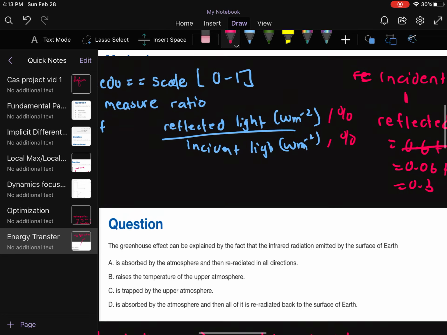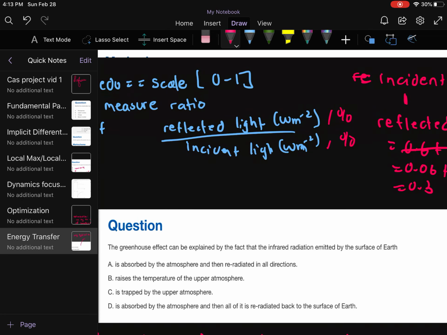So this is a straight up conceptual question about the greenhouse gas effect, and it's saying that the greenhouse effect can be explained by the fact that the infrared radiation emitted by the surface of Earth, A, is absorbed by the atmosphere and then re-radiated in all directions. B, raises the temperature of the upper atmosphere. C, is trapped by the upper atmosphere. And D, it's absorbed by the atmosphere and then all of it is re-radiated back to the surface.